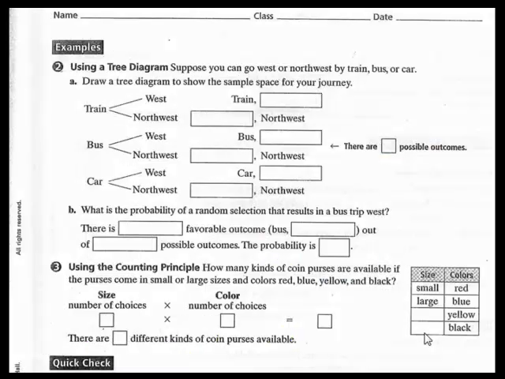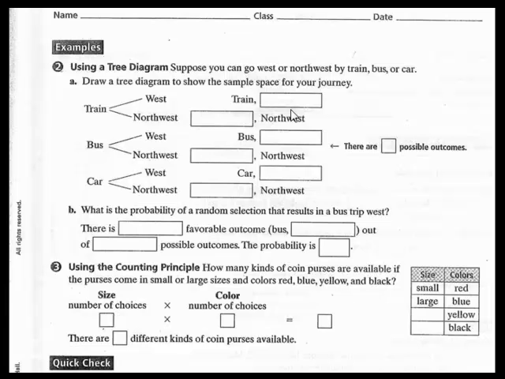Now we're going to create a tree diagram. We're going to look at a scenario where you're either going west or northwest and you're traveling by train, bus, or car. We can draw a tree diagram, and when you follow a tree diagram, you follow it from left to right. And so we need to fill in our possible combinations here.